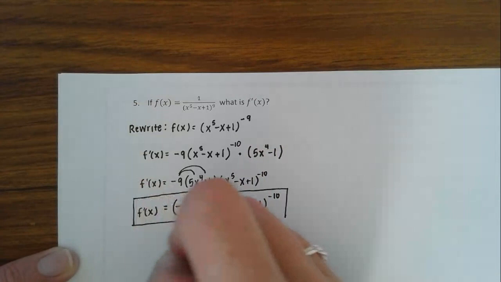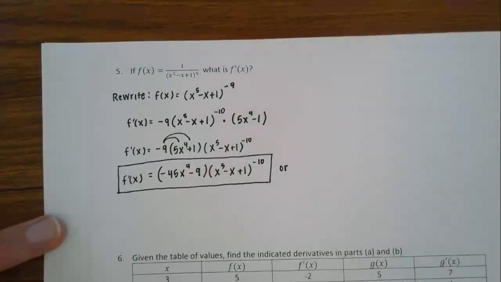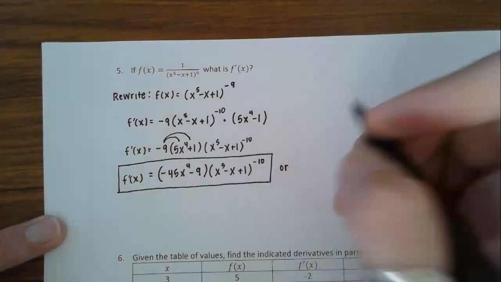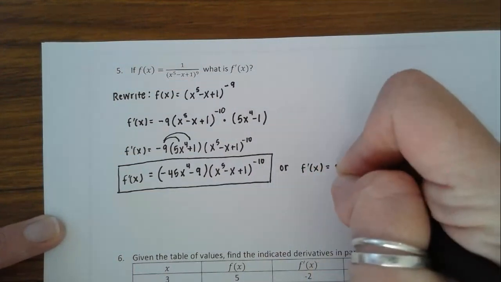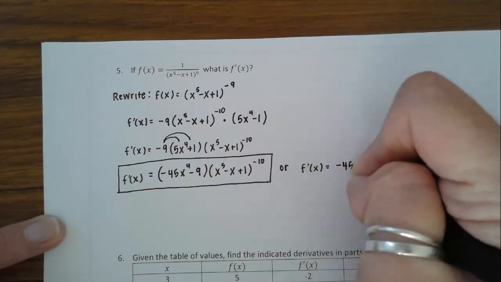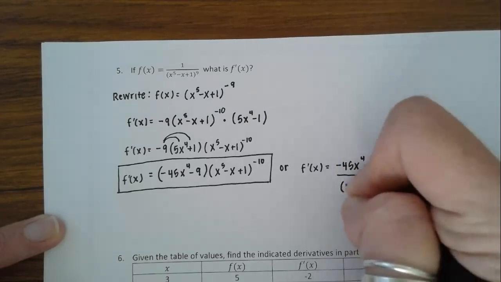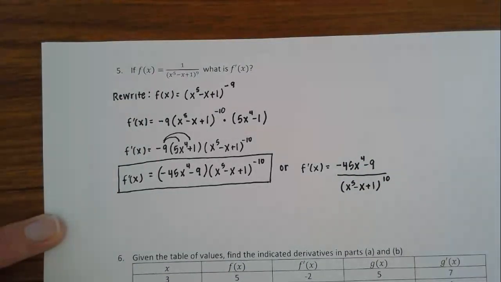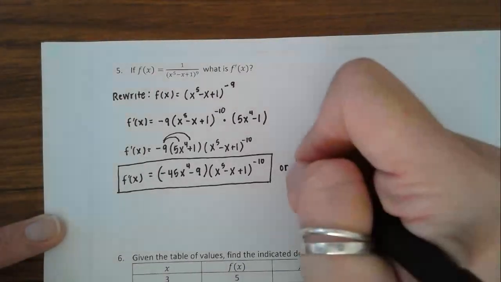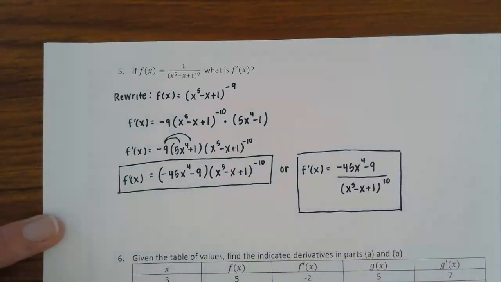Sometimes you might actually need to manipulate this a little bit. So if you did need to manipulate this a little bit, you can bring down that quantity that does have that negative exponent on it to the denominator. So you could rewrite this as negative 45 x to the fourth minus 9 up top, and then the quantity of x to the fifth minus x plus 1 to the positive 10th would be the same thing. So just know that either of those are equivalent expressions.